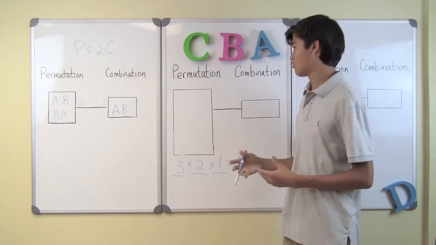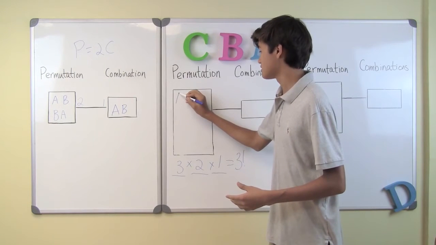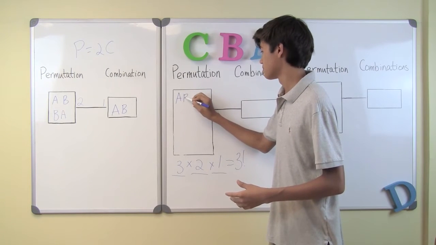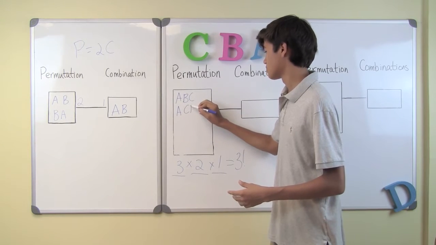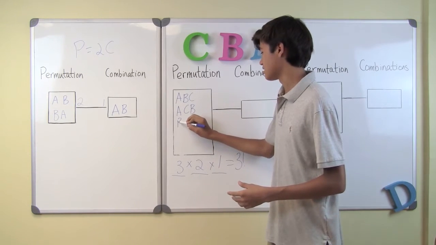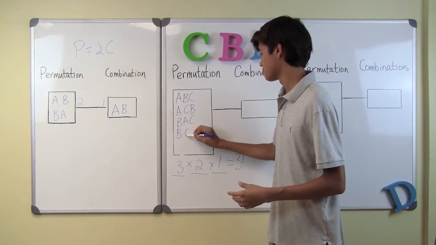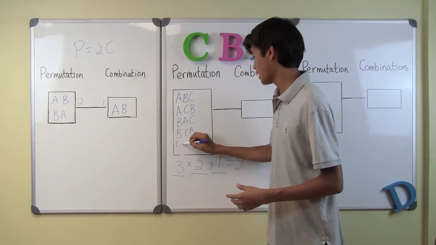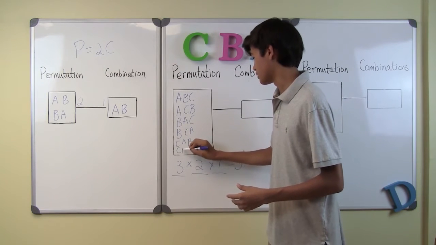So now I'm going to list out the 6 permutations. We have ABC, ACB, BAC, BCA, CAB, and CBA.